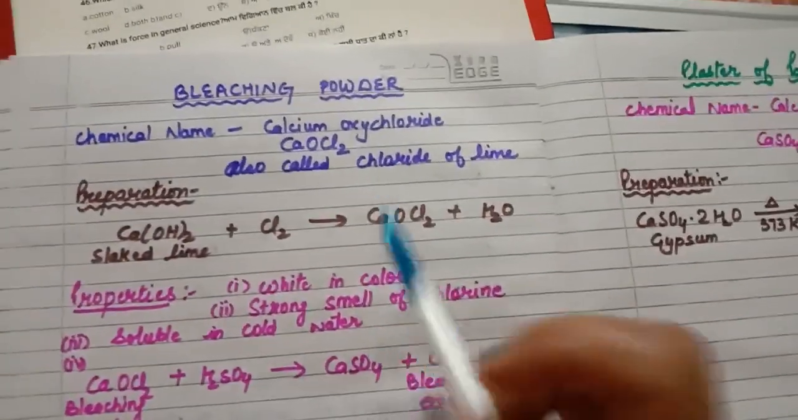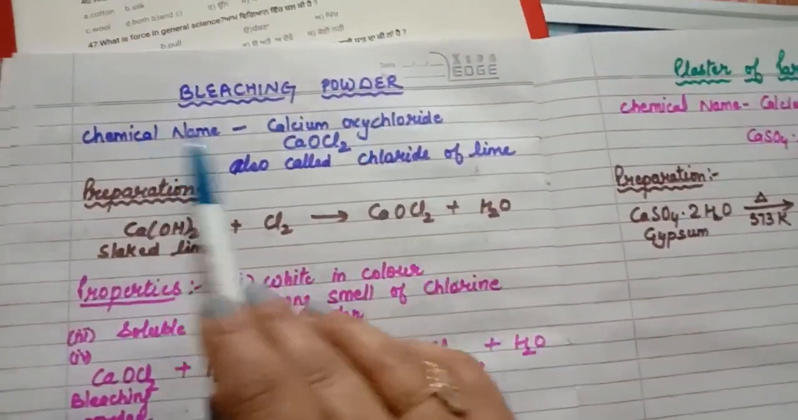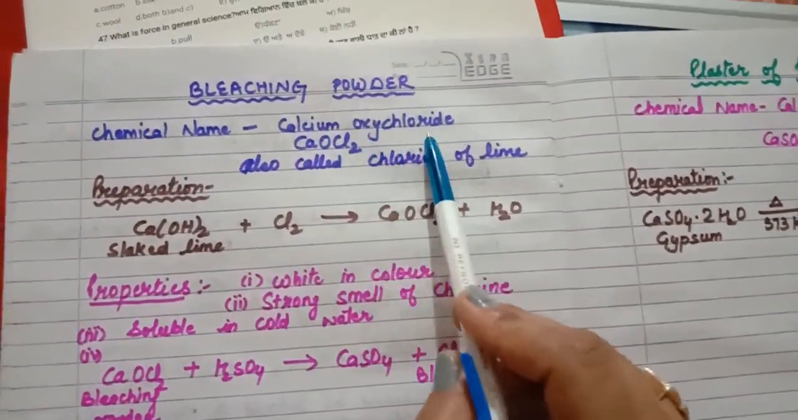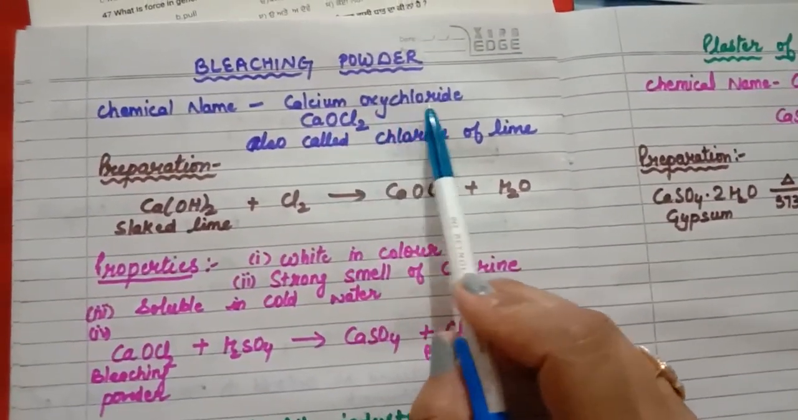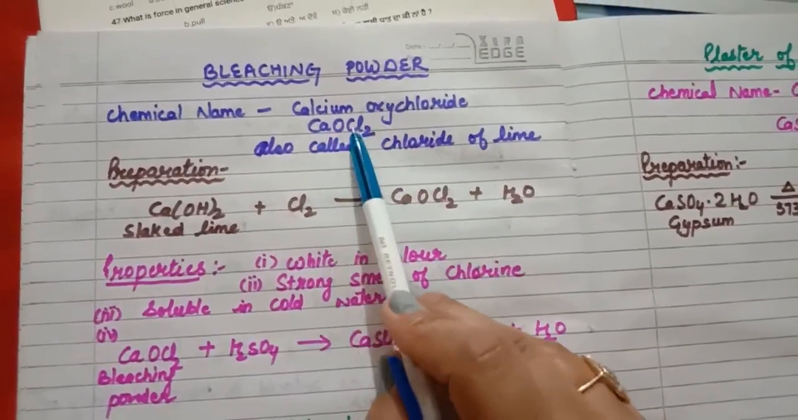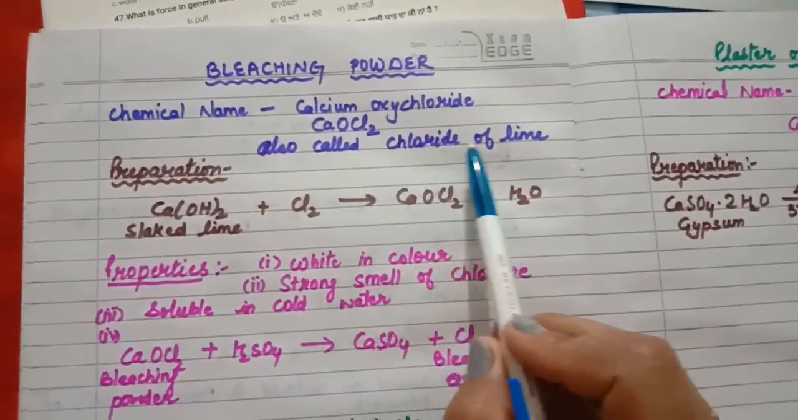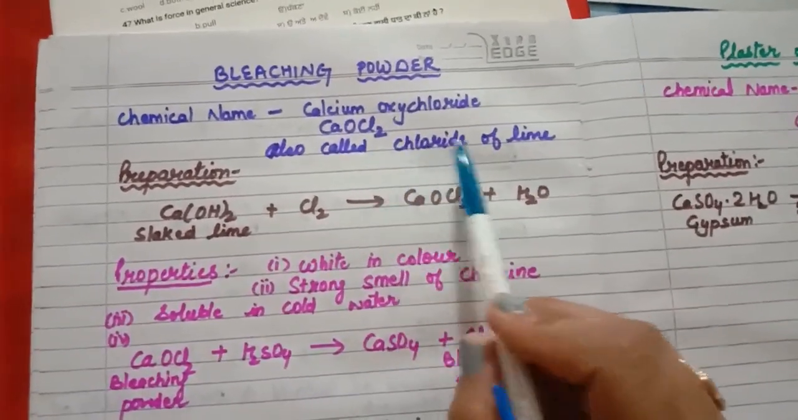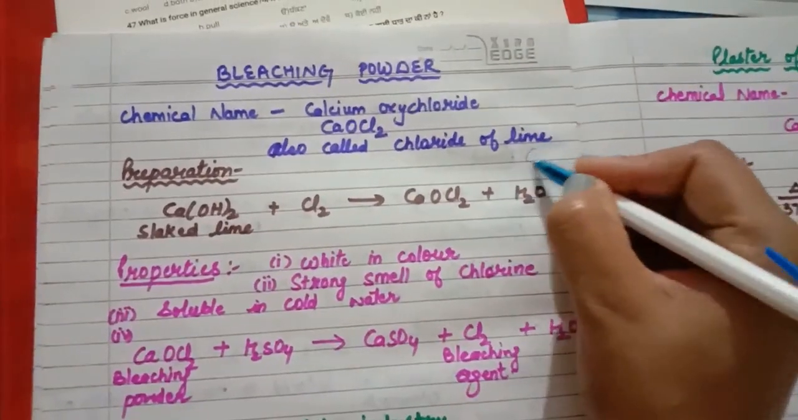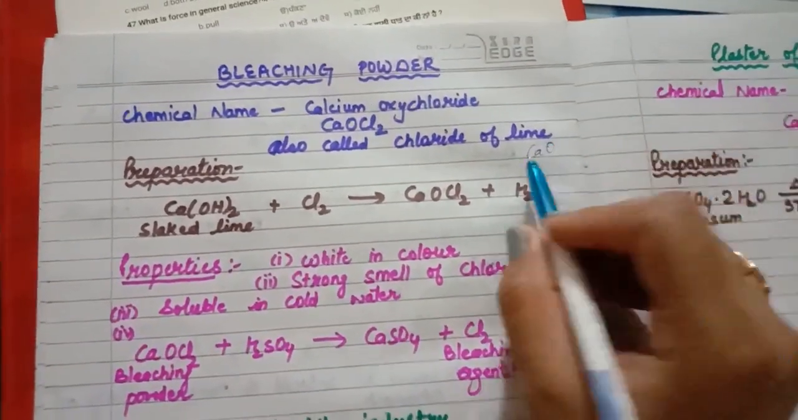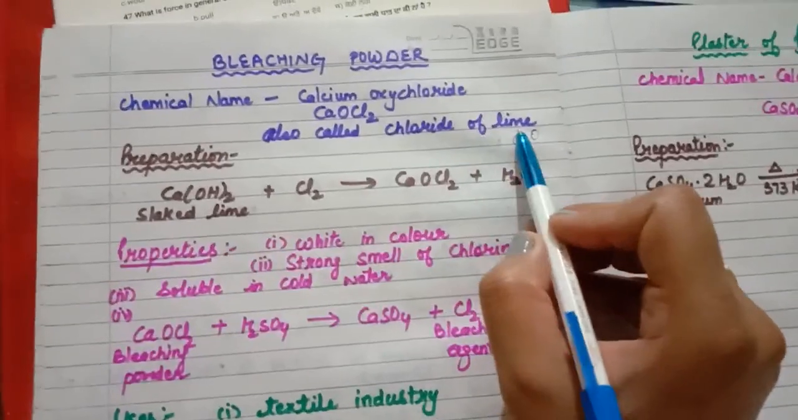Next salt is our bleaching powder. Its chemical name is calcium oxychloride, that is CaOCl2, also called chloride of lime. It is also called chloride of lime, as lime is CaO. So it is CaOCl2, chloride of lime.